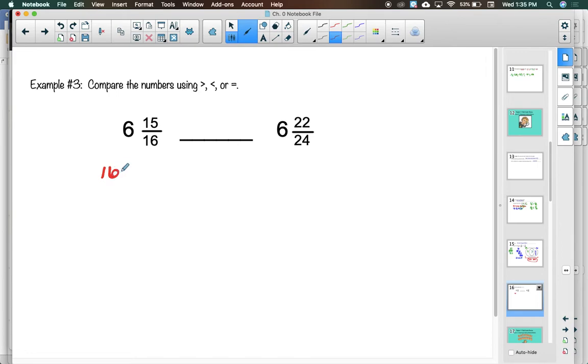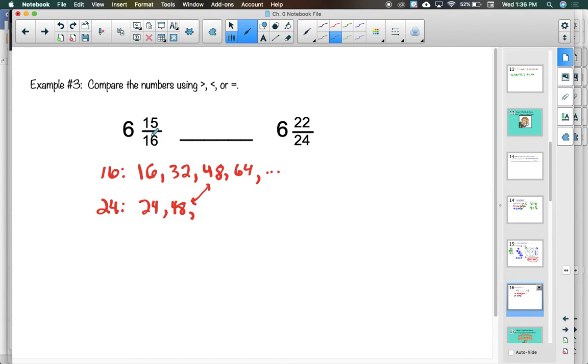So 16 can be 16 times 1 is 16, times 2 is 32, times 3 is 48, and times 4 is 64. I'm going to stop there. 24, if I want to do those multiples, 24 times 1 is 24. 24 times 2 is 48. And I can stop there because I have a multiple in common, my 48ths.